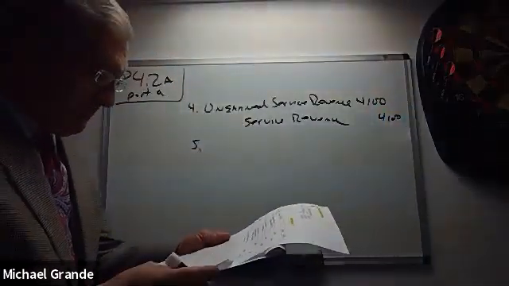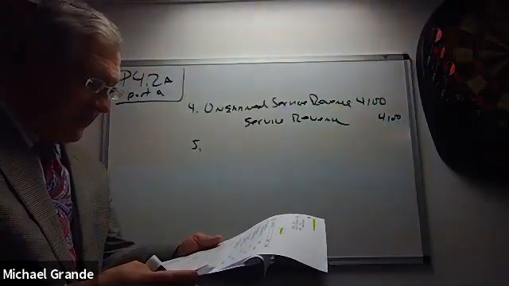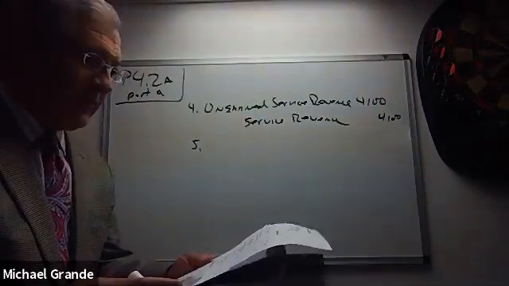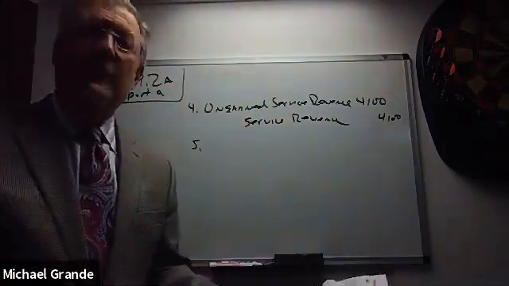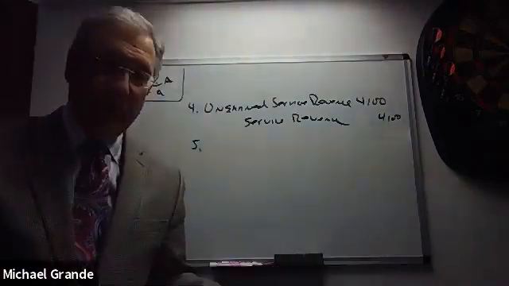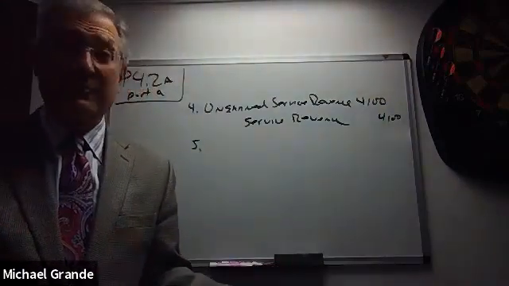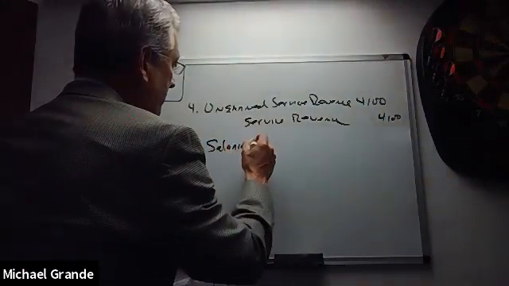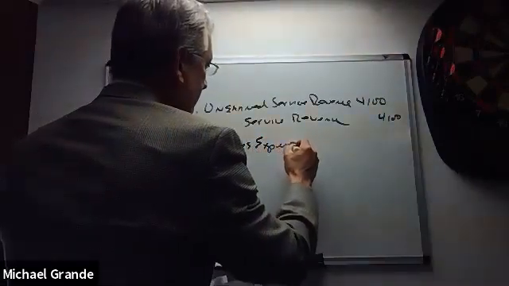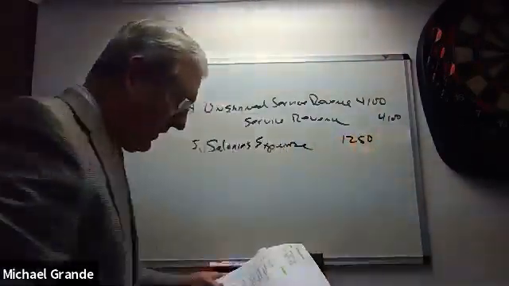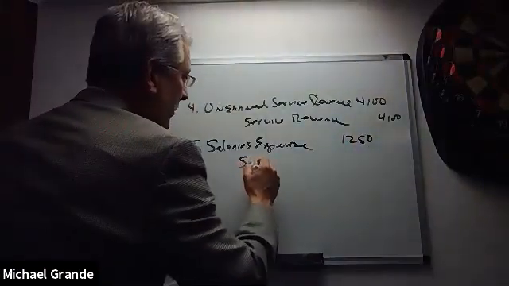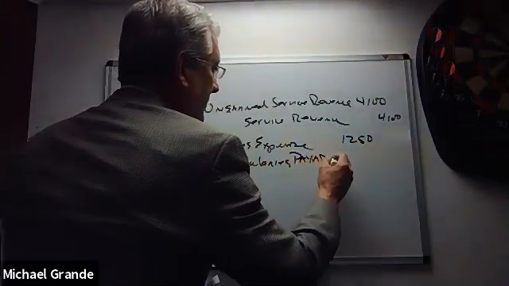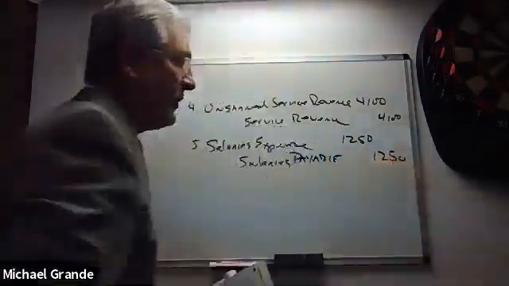Item number 5. Salaries of $1,250 are accrued at June 30th. So what does that mean? It means accrued. It means they have incurred $1,250 of salaries expense, but they haven't paid it yet. So we're going to have salaries expense of $1,250, and we're going to have salaries, what? Salaries payable. $1,250.